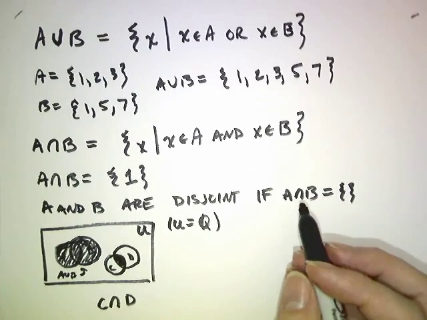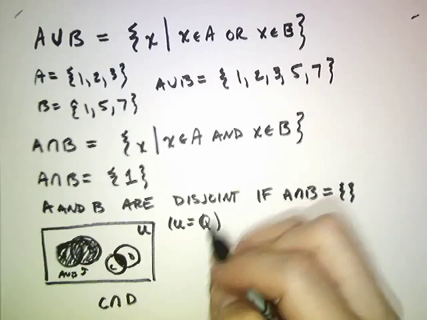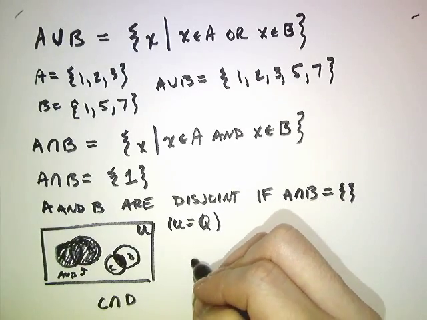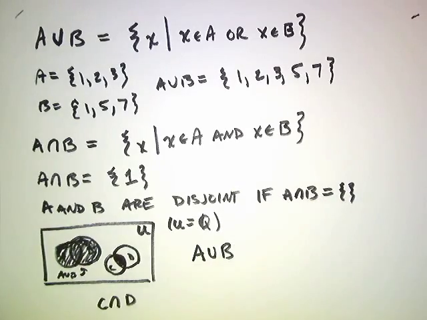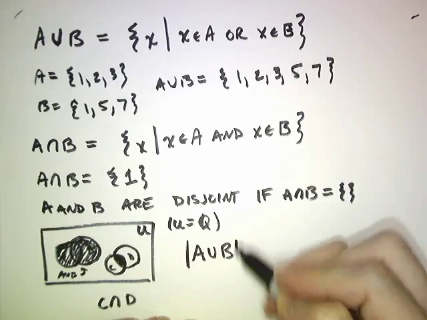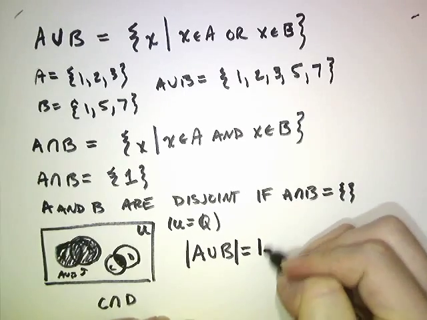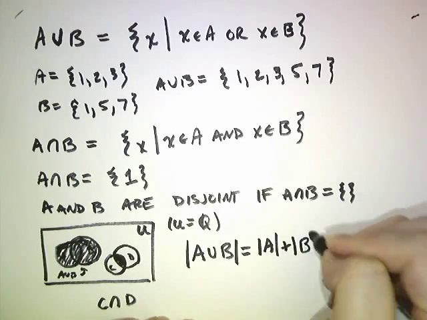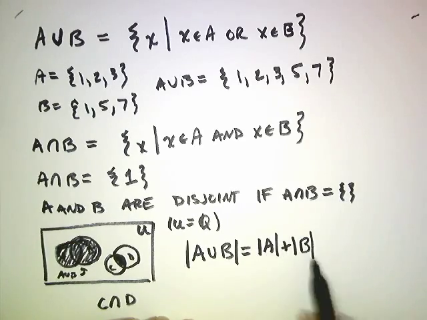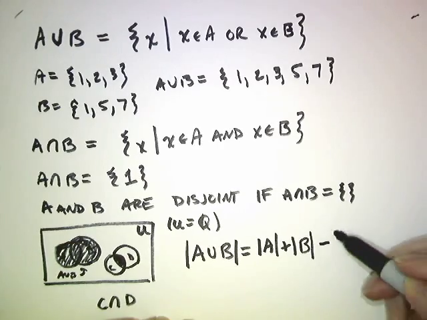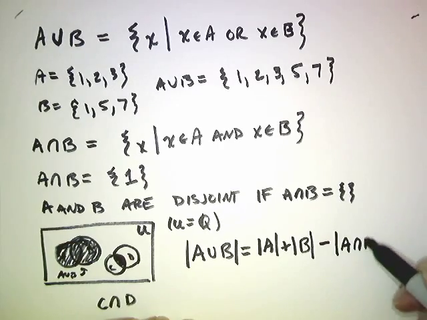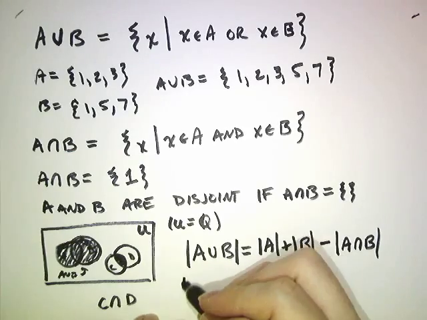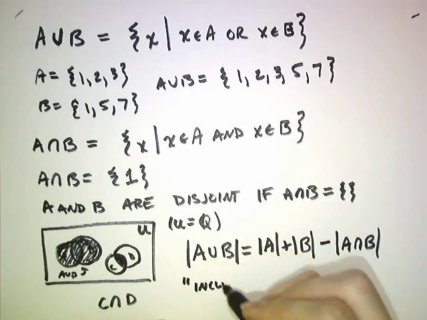Okay, so looking ahead just a little bit, and so you're aware of it, let's say we'd like to know how large, let's assume that A and B are finite, how large is the size of the set A union B? Well, you add up all the elements in A, you add up all the elements in B, and you have to subtract their intersection. This is called the inclusion-exclusion formula.